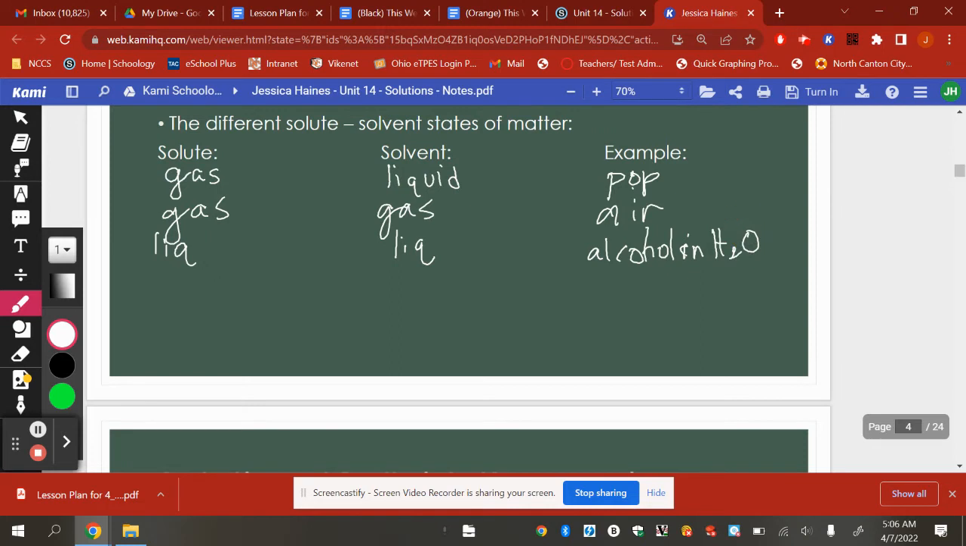Alcohol in water. Now, we know that this is a thing because rubbing alcohol that you can buy at the store is not always 100% alcohol. You can get 90%. You can get 70% rubbing alcohol. You can get 65% rubbing alcohol. So basically what that is, is how much diluted down it is with water. So it's a liquid dissolved into a liquid.